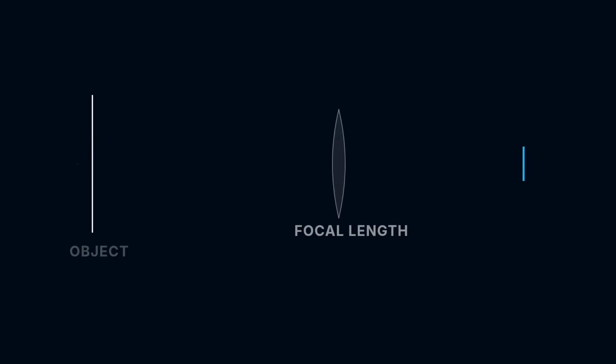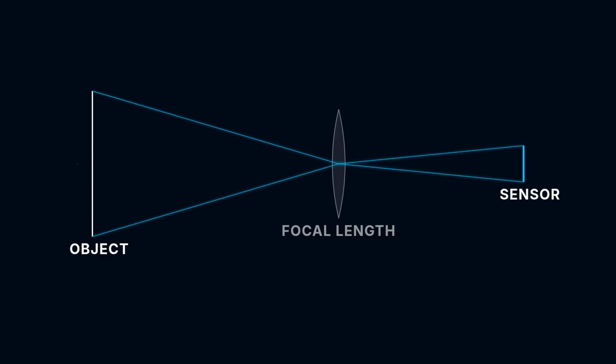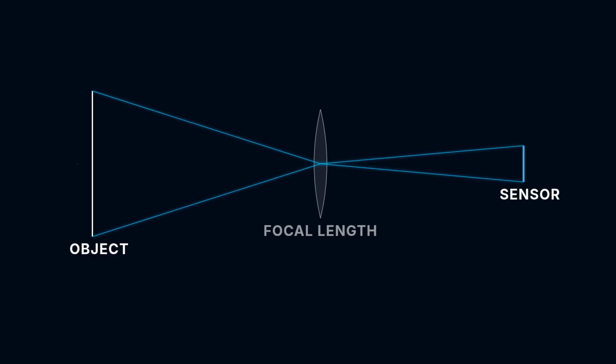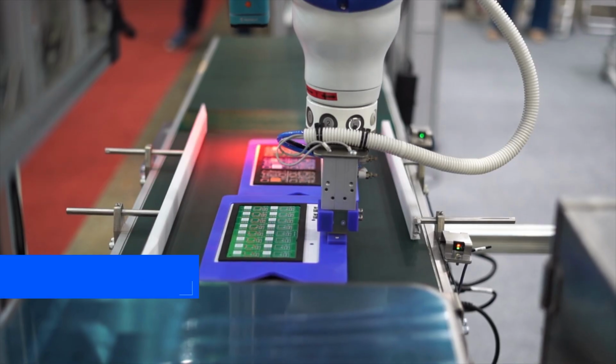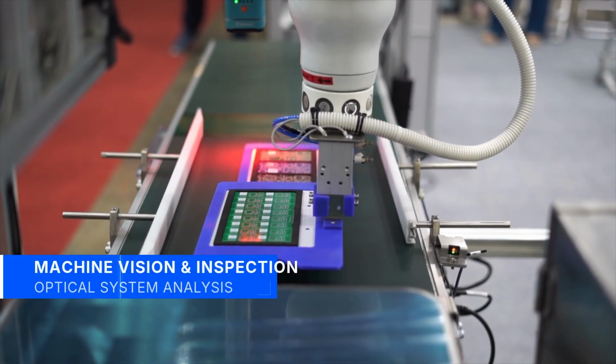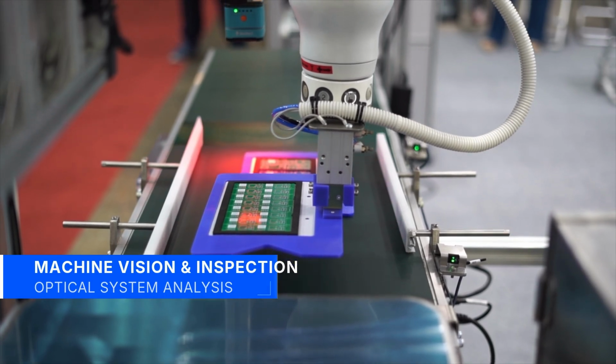The solver uses the relationship between sensor size, object size, and working distance to determine the optimal focal length that will capture your entire object on the sensor at your specified distance. This tool eliminates guesswork when selecting lenses for machine vision and optical inspection systems.